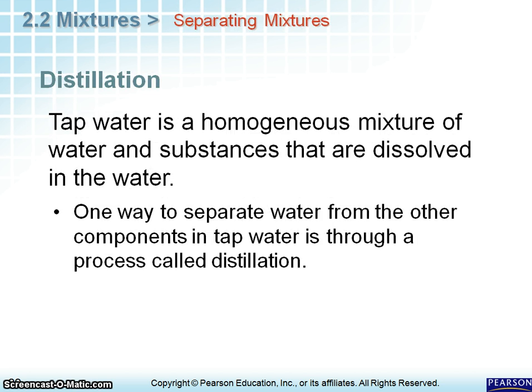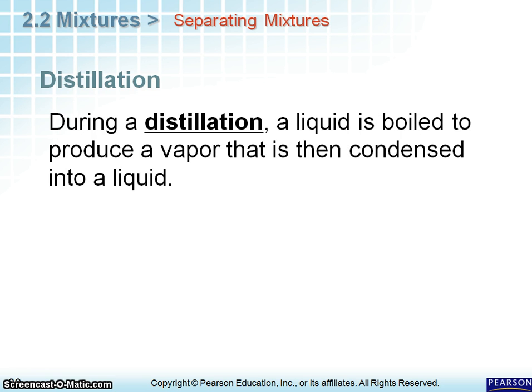Now, distillation. Tap water is a homogeneous mixture of water and substances that are dissolved in the water. One way to separate water from the other components in tap water is through a process called distillation. And you have probably looked at this and maybe even drew this in your 2.2 process journal.